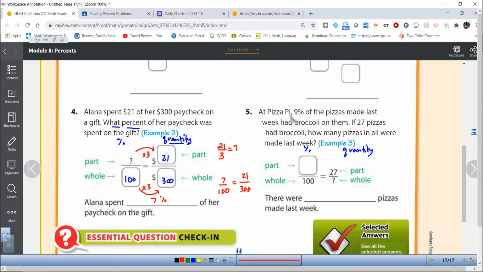All right, at Pizza Pie, get it? Pie, pizza pie. Yeah, all right. 9% of the pizzas made last week had broccoli on them. Yuck, that should be 0%.